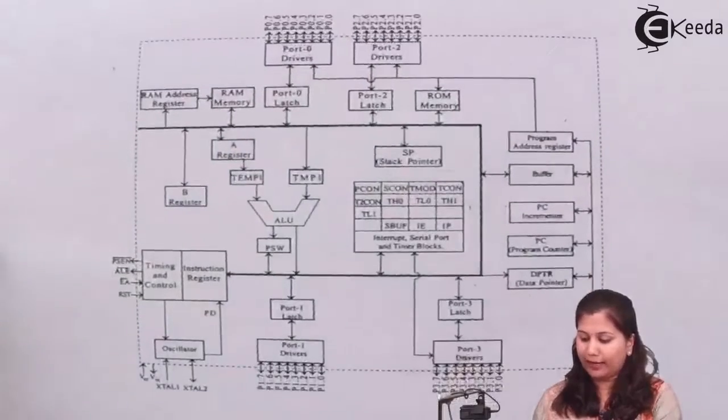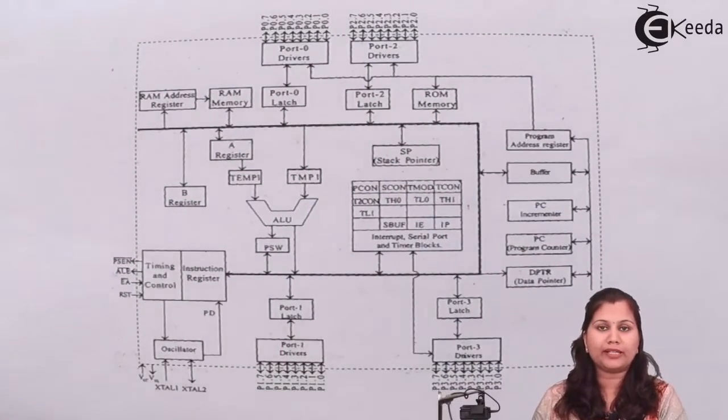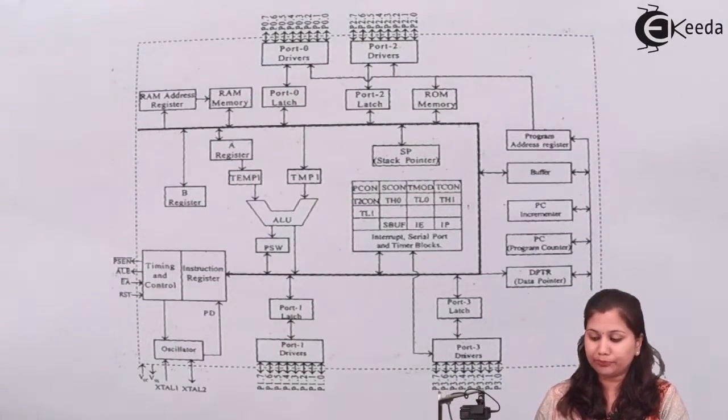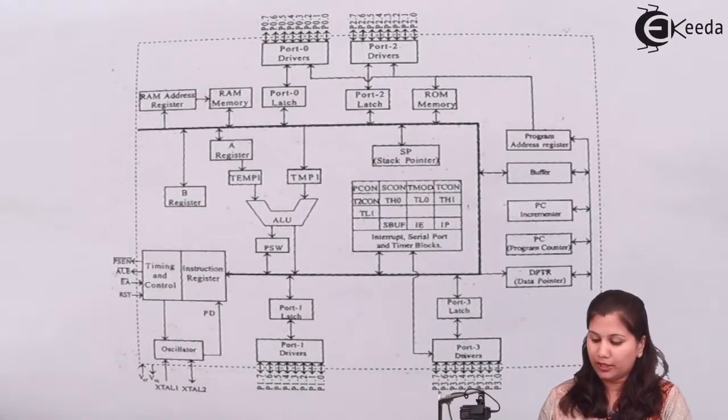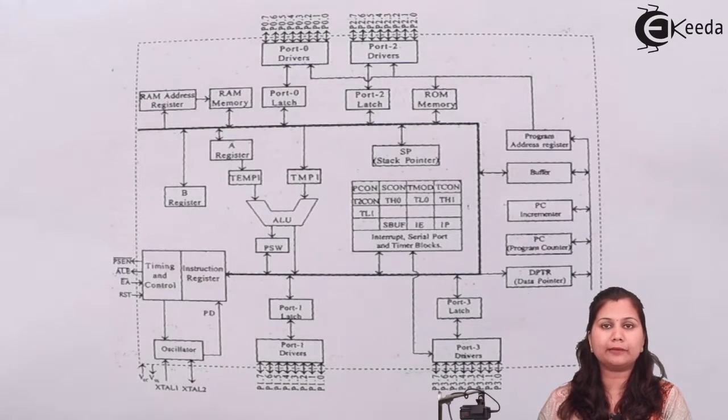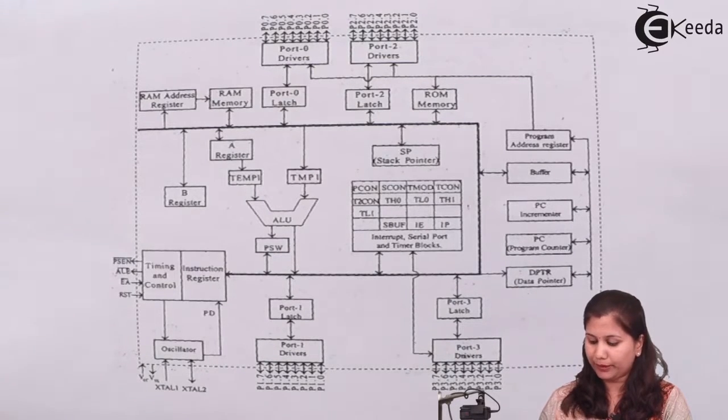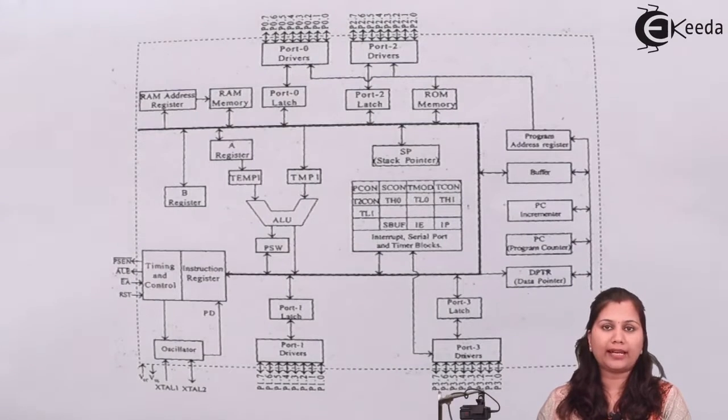Coming to the block diagram, this is the block diagram of the 8051 microcontroller. In this block diagram, you can see that there are various blocks, and what each block represents is written inside the block. The 8051 microcontroller has an 8-bit data bus and a 16-bit address bus. The data bus is used to carry the data, and the address bus is used to carry the addresses.